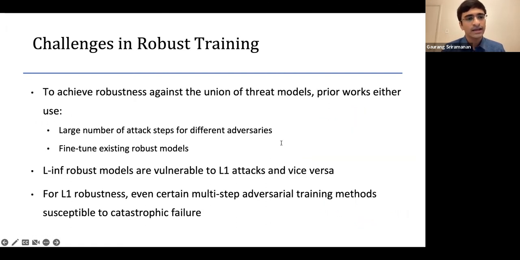more effectively. And another important problem which we see is that L infinity robust models are often seen to be vulnerable against L1 attacks and vice versa. So if a model is trained to be robust only against L infinity, the robustness doesn't quite transfer over to L1. And the same is seen for L1 trained models being non-robust to L infinity based attacks. And crucially for L1 based training in particular, even some multi-step adversarial training methods are seen to be susceptible to catastrophic failure just because of how sparse these L1 attacks are. And I'll go into some more detail in the following slides.